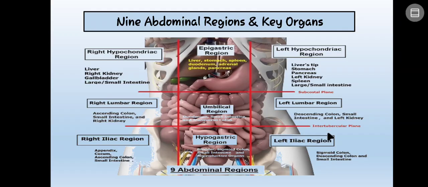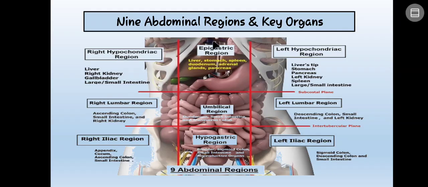Now another simple way to grasp this is that we have the hypochondriac, the lumbar, and then the iliac. For each of these 3, we have the right and then the left region. So the moment you remember hypochondriac region, you know that we have the right hypochondriac region and then the left hypochondriac region.